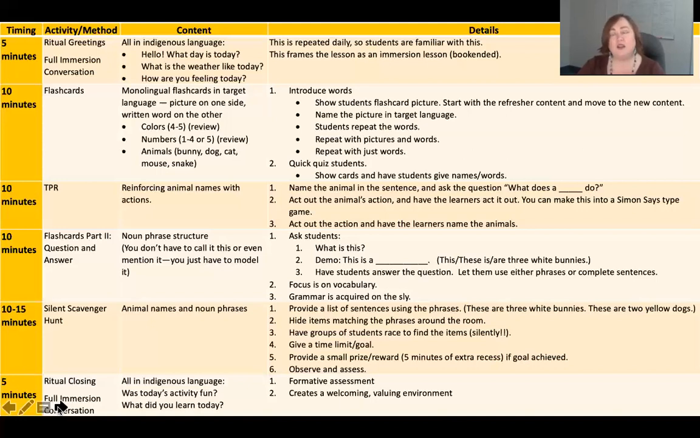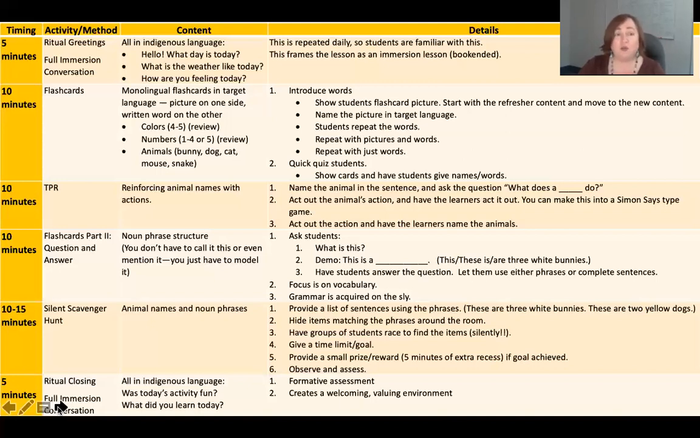So we're bringing in the content that we've already used, which are colors and numbers. And so now we're saying, these are 3 white bunnies, and you hold up a picture of 3 white bunnies, and you use your fingers to say, these are 3, and then you circle the color white, and then bunnies. And you do this with all of the content. And then you do maybe another quick quiz where you ask, are these 3 white bunnies?